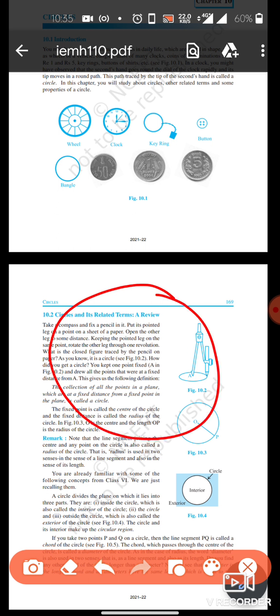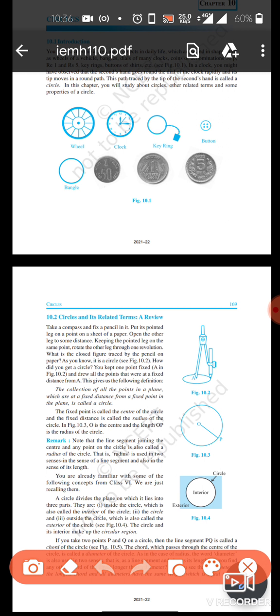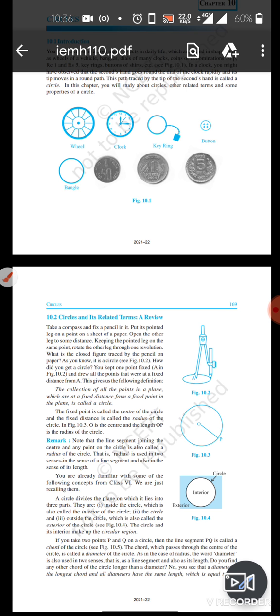Suppose this is a circle and the center is over here, so this is the interior of a circle. The circle along with the interior of a circle, we know as a circular region. Underline the definition of circular region: the circle and its interior make up the circular region. This is the circular region of a circle.